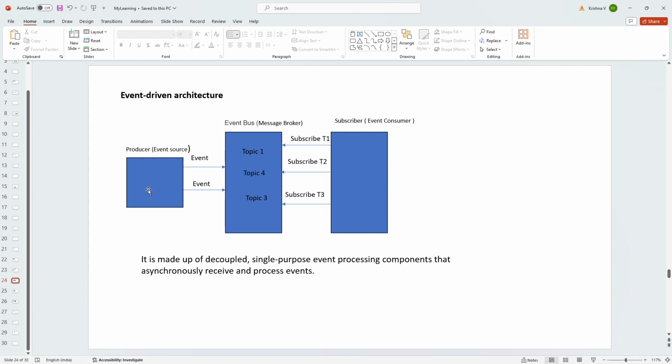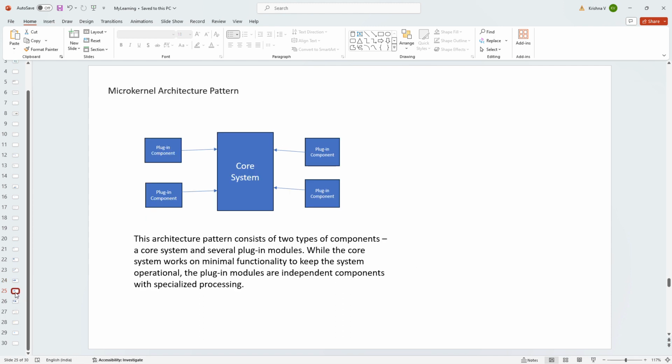Okay, so let me go to another architecture pattern. So microkernel. So this architecture pattern consists of two types of components: a core system and plugin modules. Okay. So while the core system works on minimal functionality to keep the system operational, the plugin modules are independent components with specialized processing.